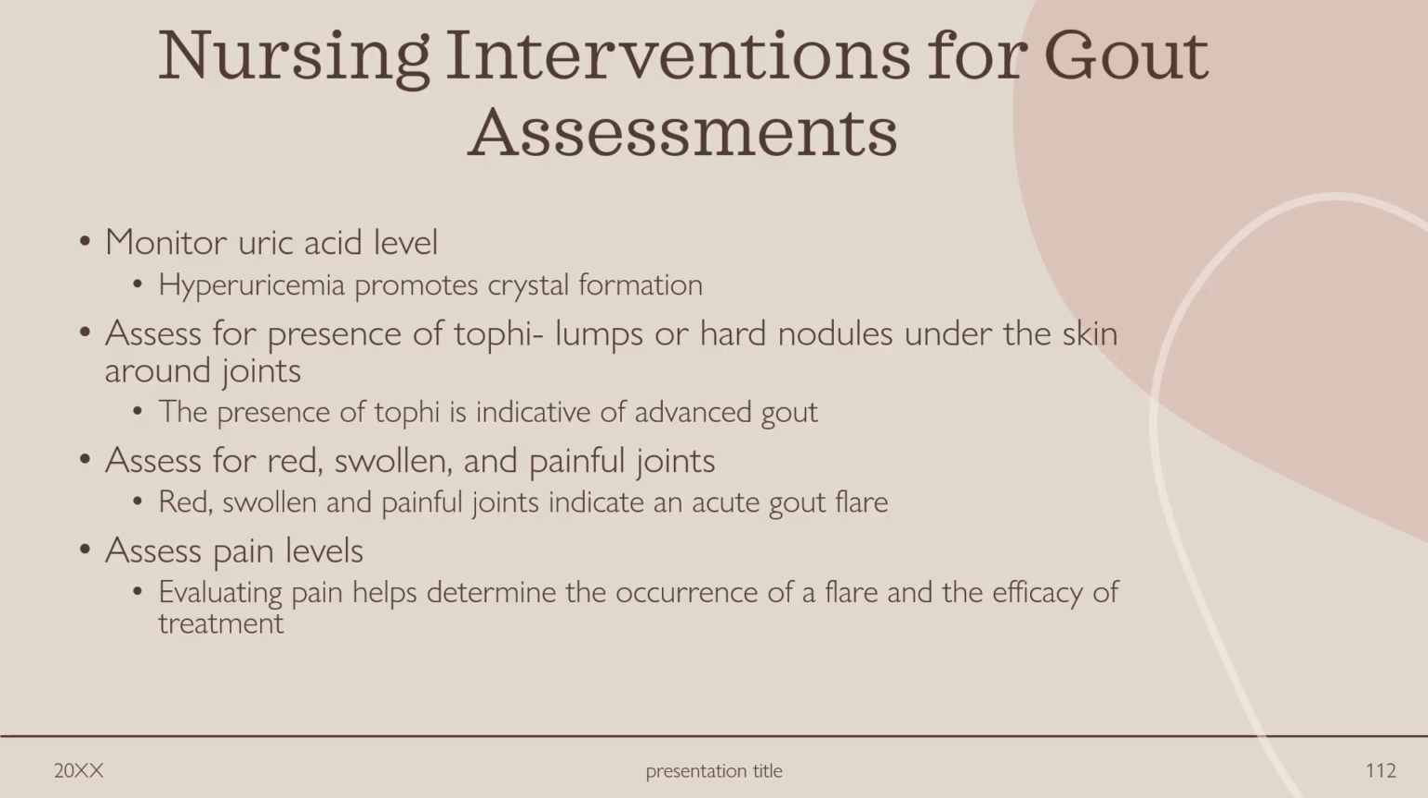We will assess for red, swollen, and painful joints. Red, swollen, and painful joints will indicate an acute gout flare. We will assess pain levels. Evaluating pain will help determine the occurrence of the flare and the efficacy of treatment.